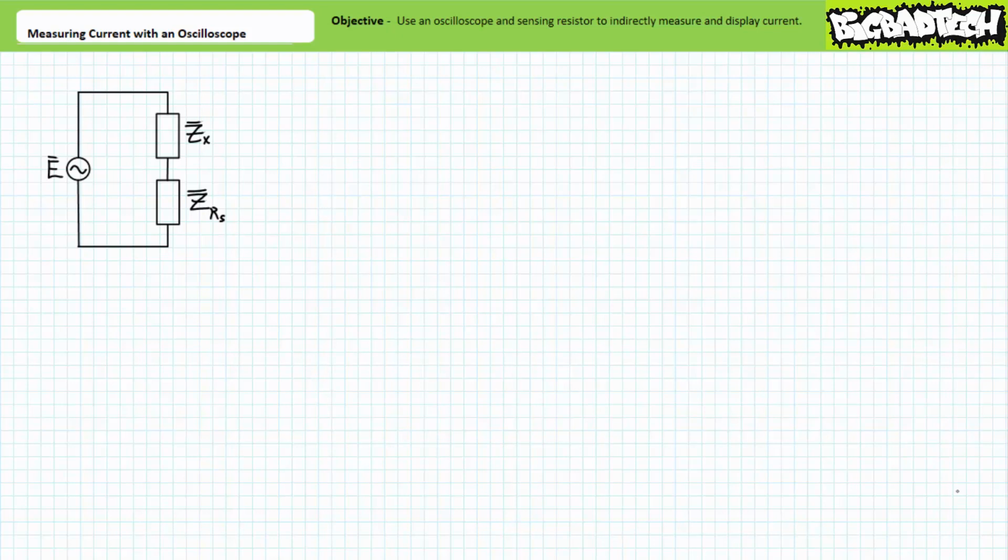I'm your instructor Jim Pytel, and today's topic of discussion is using an oscilloscope to measure and display current. Our objective is to learn how to indirectly measure and display a plot of current on an oscilloscope using a sensing resistor in Ohm's law.